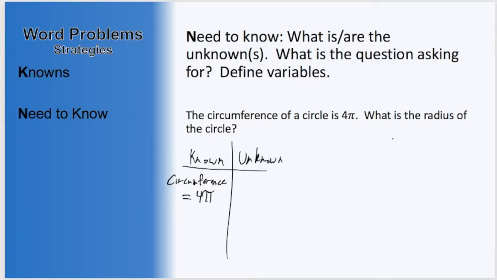Let's apply this to our circumference example. We see "what is the radius of a circle." So the question is asking for the radius, and that is our unknown here. We can go ahead and define a variable for this, and a good one to pick would be r. For this example, the radius is currently our only unknown, but if the problem had more, then we should try defining more variables here as well.